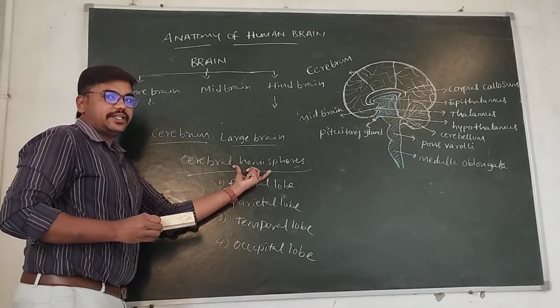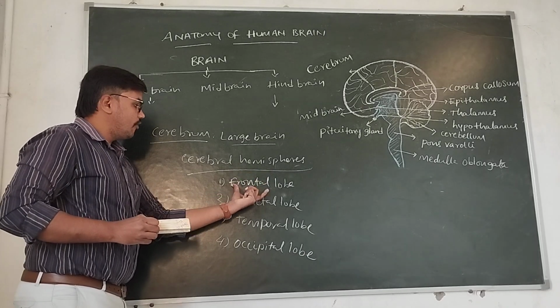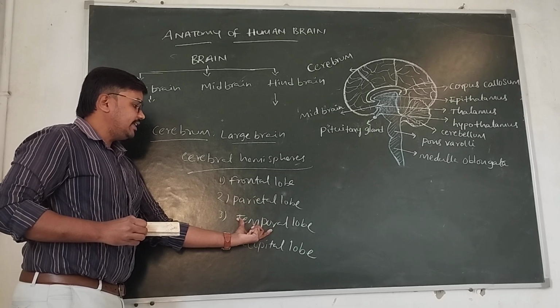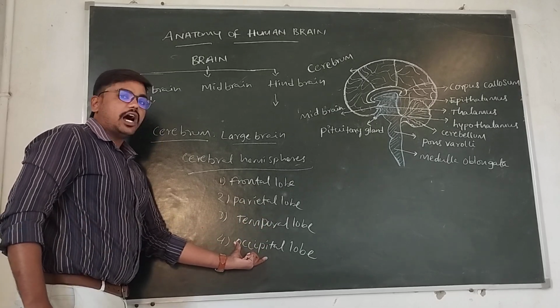The cerebral hemispheres are divided into four lobes. First one is the frontal lobe. Second one is the parietal lobe. Third one is the temporal lobe. Fourth one is the occipital lobe.